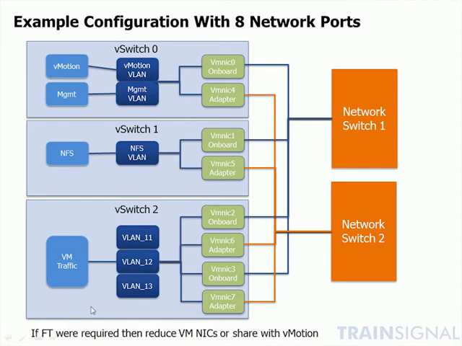And then we've got VM traffic. With VM traffic, we can do multiple VLANs, however many you need. And then we alternate onboard and adapters to one switch or the other. And if we want to use fault tolerance, then we either reduce the VM NICs or we could share it with vMotion given the number of NICs we have. That is one option. It just depends on what you're doing. If you're doing, say, 4 fault tolerance sessions on a host, you don't want to share that with vMotion. But if you're doing 1, that is an option.